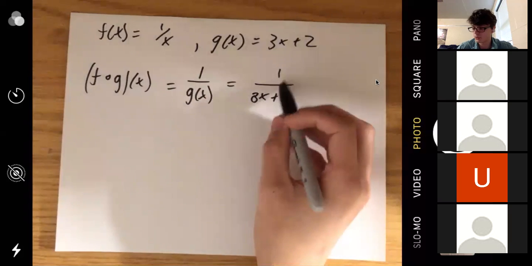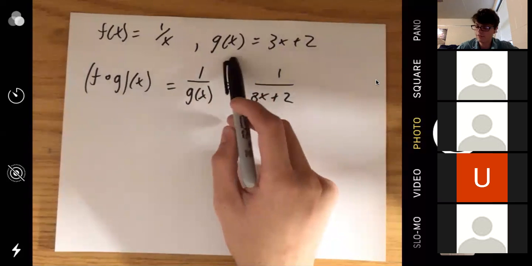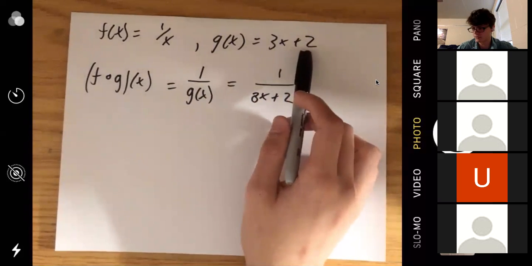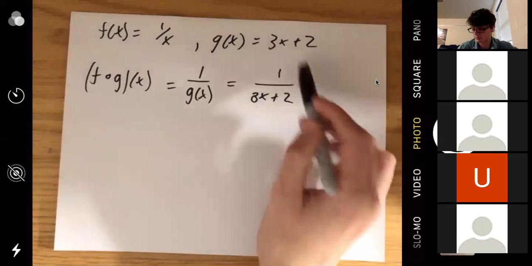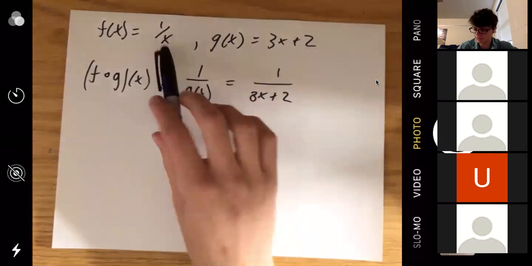Because if I plug in 0, I get 1 over 2, which is totally fine. But if I have g of x equals x plus 2, which has no domain restrictions, the composite is not like g of x and it's not like f of x, because it has some domain restriction, it's just not this one.